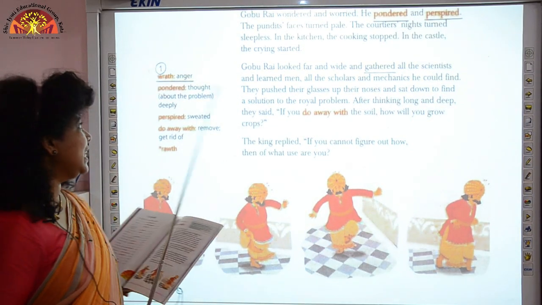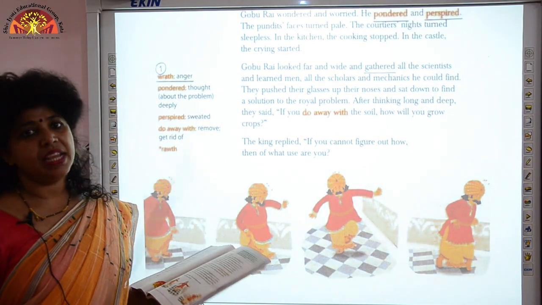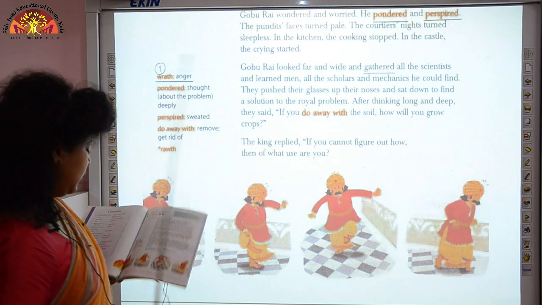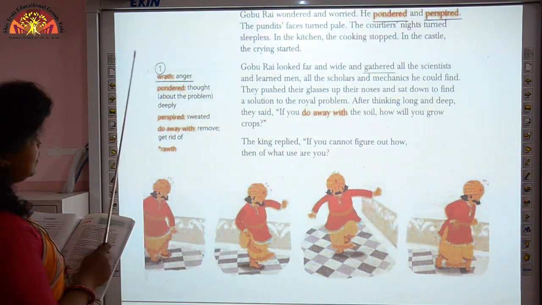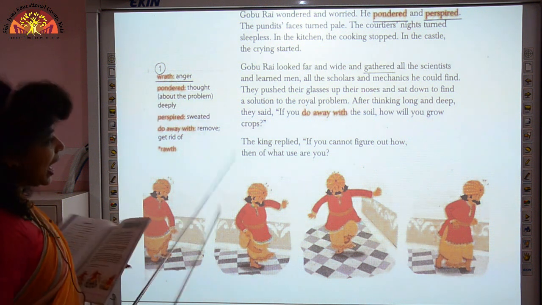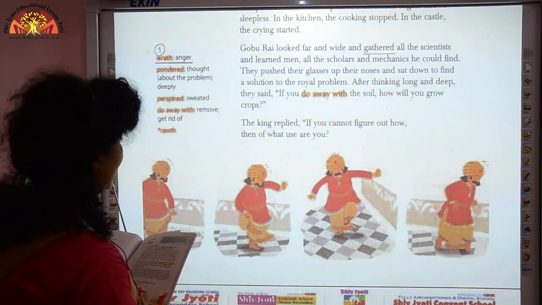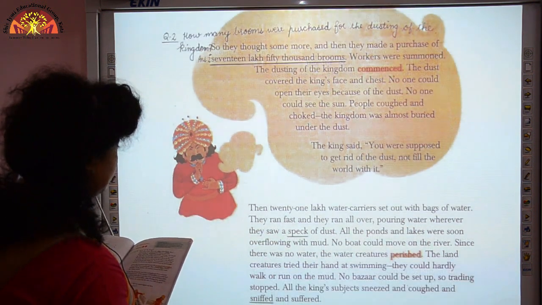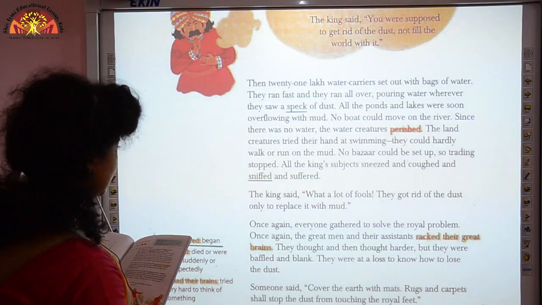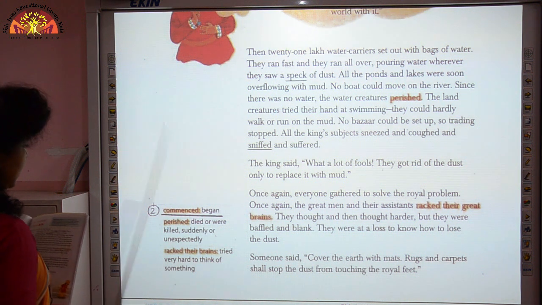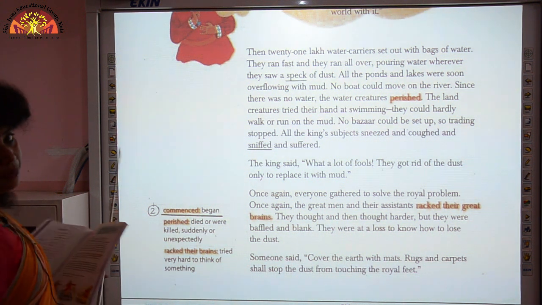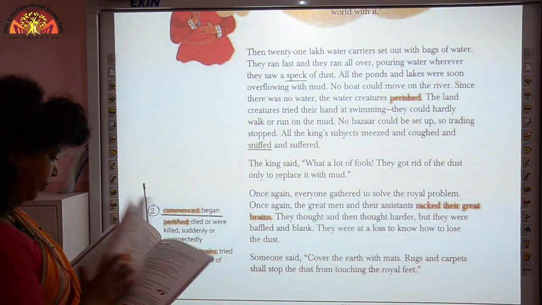So children, let us now mark the word meanings in your textbook. Okay. So please come to page number 1. Your first word meaning is wrath, which means anger. Now let's come to page number 2. Please come to page number 2, and your second word meaning is commenced, which means began.